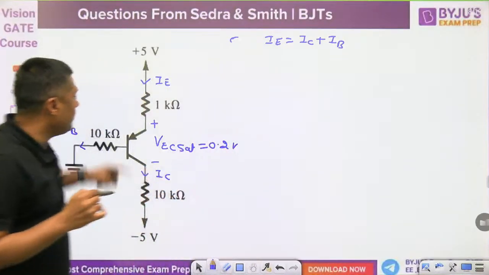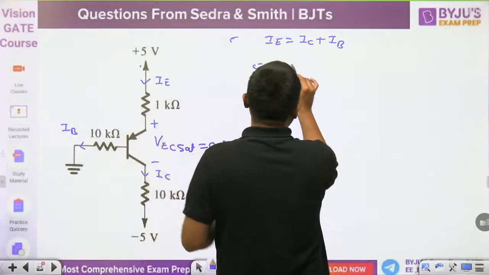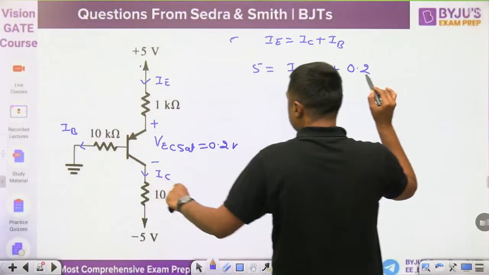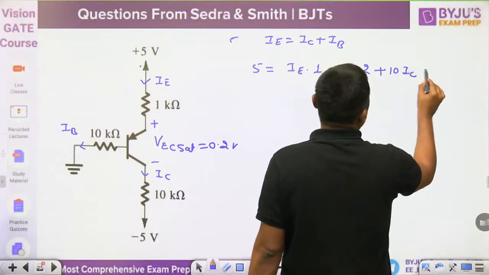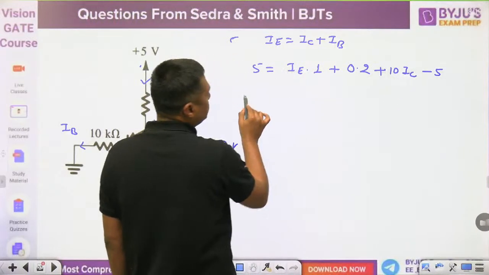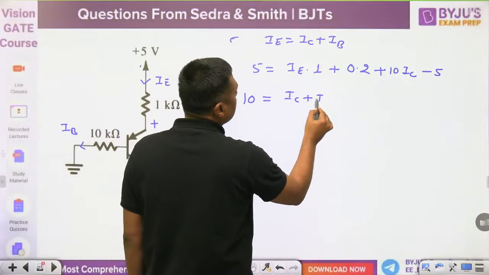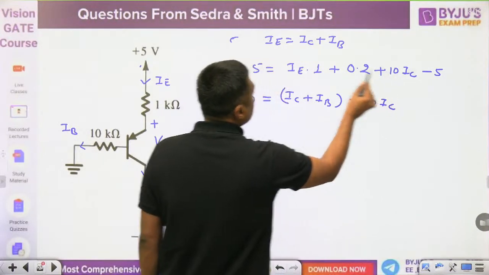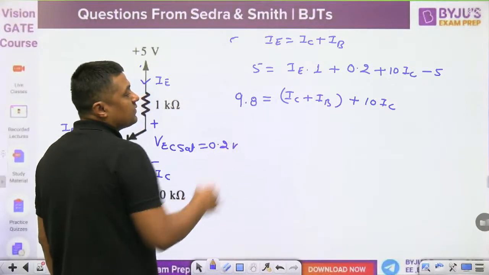You have to write the two KVL. One from this point to this point. When I am writing, 5 is equal to IE into 1 plus 0.2, this is the 0.2, plus 10 times of IC minus 5. And that will become 10 is equal to, you can replace IE by IC plus IB, plus 10 times of IC, and that 0.2 here will become 9.8. Right? This is the first equation.